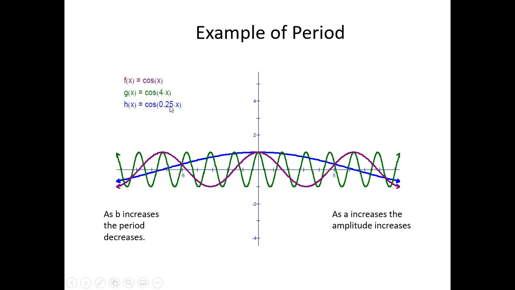Now, if you look at the green one, g of x equals cosine of 4 times x, we have 4 times as many periods in one period of their normal function. So here I've got 1, and then 2, and then 3, and then 4, all the way to 2 pi here. Okay. Now, the blue one, it's cosine of 0.25x, so it's going to be 4 times as long, and it would take a much, much longer time to repeat that period.